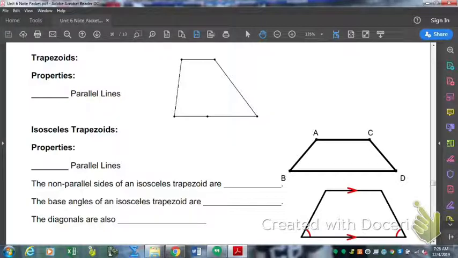So what do we know about trapezoids? Well, we know that they have one pair of parallel lines. That's it. That's all we really know. For a general trapezoid, that's what it does. It looks like that. You have your parallel lines.